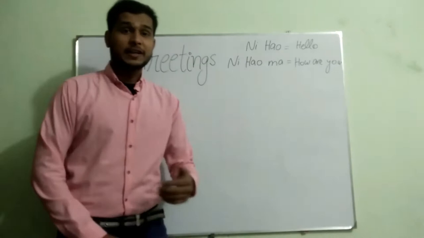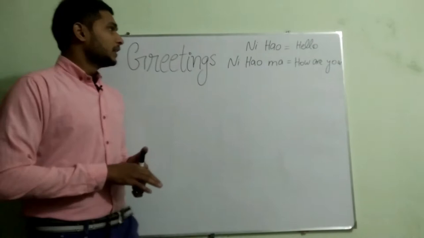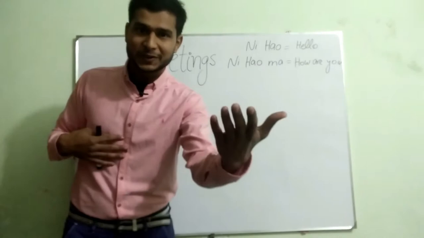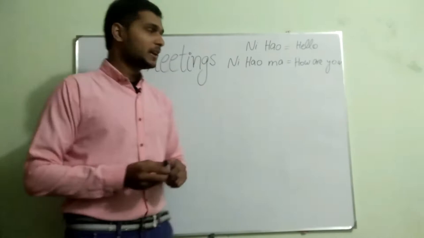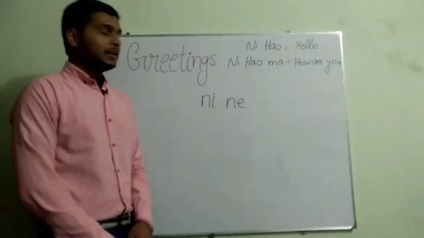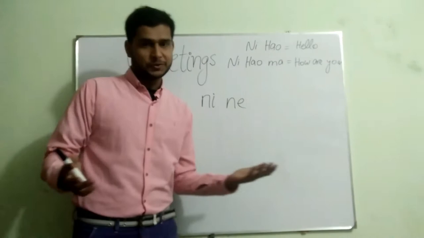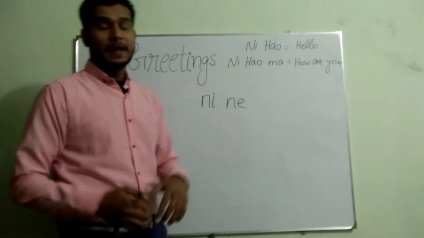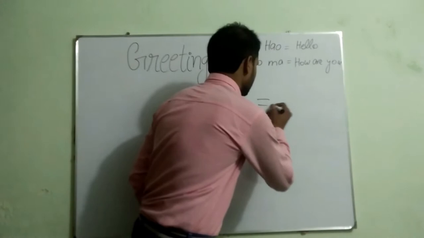Now guys, we will learn how to say and you. You say hi to someone, he says hi in return. Then you ask him, how are you? He says, I am fine, and you? Now we will learn how to say and you in Chinese. For and you, we have ni na, and its meaning is and you. There is an important note: ni na is specified just for and you.